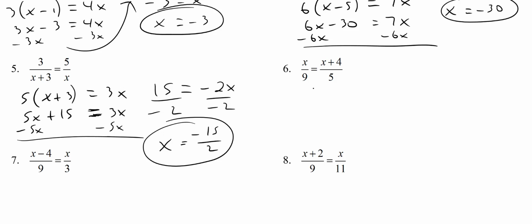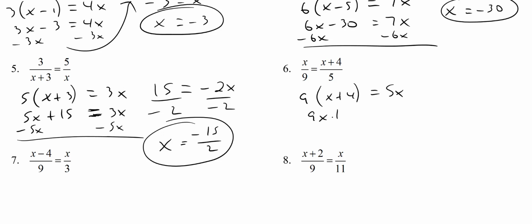Okay, so next one, it doesn't matter as long as you're going corner to corner when you cross multiply. It doesn't matter if, like in number 5, the x plus 3 is on the bottom, and in number 6, the x plus 4 is on the top. It doesn't really matter where things are, just cross multiply. So it's going to be 9 parentheses x plus 4 is equal to 5x.